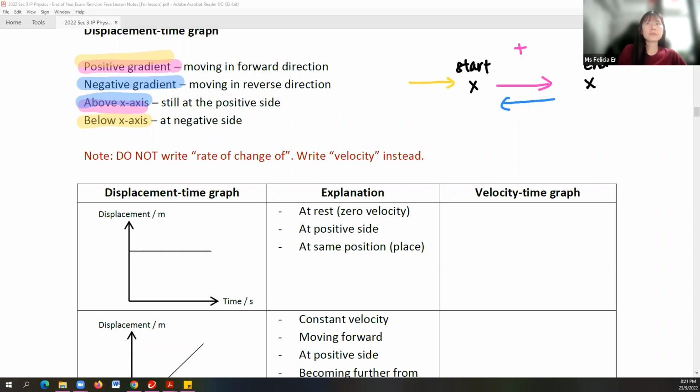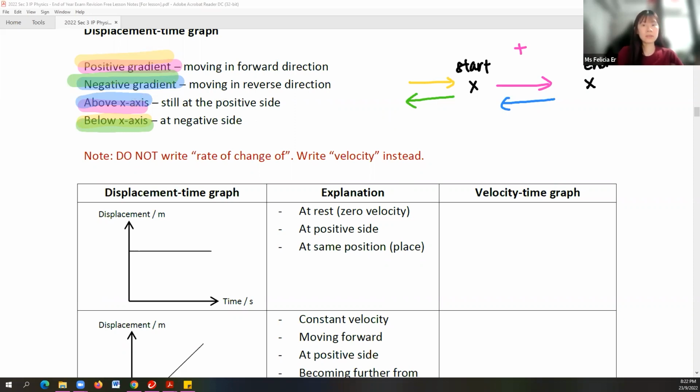Then lastly, if you have a graph below the x-axis and a negative gradient, it's at the negative side, on the left side, and moving in reverse. That means it's moving in the opposite direction, further and further from the end point. So you need to know how to interpret the direction and the position of the car based on the gradient and whether it is above or below the x-axis.